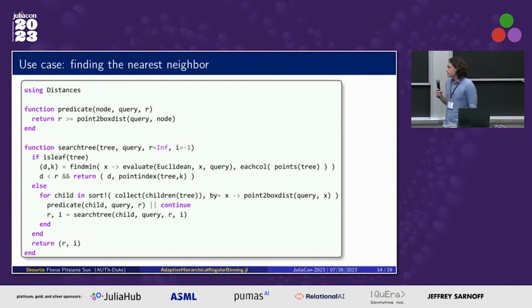For the recursive case, we again iterate over all children, but first we sort them in terms of their box distance to the query. We also filter out some children whose boxes are not in the search radius. For the rest of the children, we search the tree recursively and update the radius and index as needed.